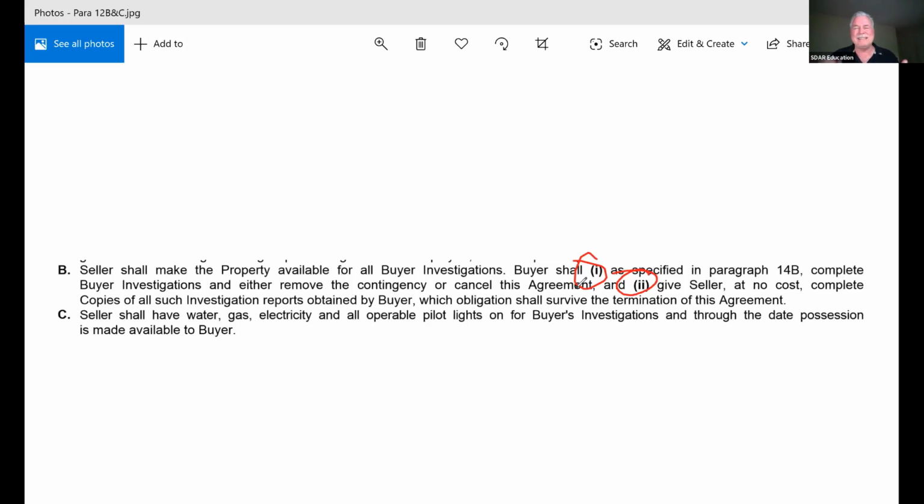Okay, your deposit is at risk. Never say you're going to lose your deposit. Just say it's at risk. That's going to be between the buyer and the seller, not between you. Okay. All right, let's take a look.